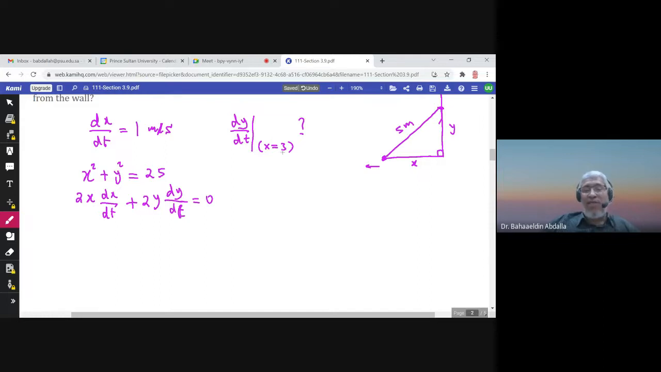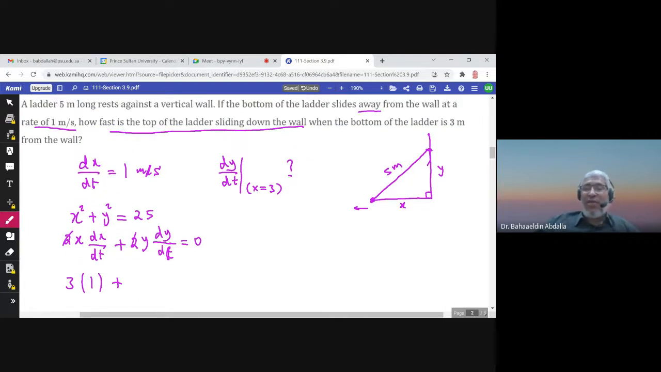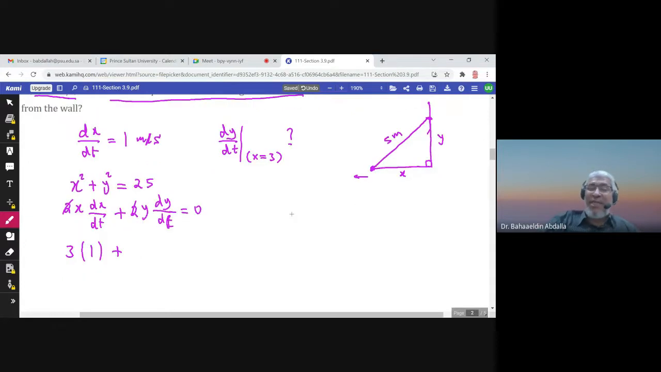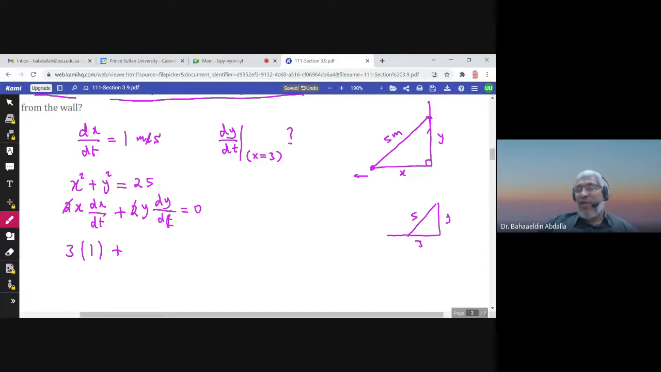We have x is 3. So I can cancel 2, divide by 2. Okay. x is 3 times dx by dt, which is 1, plus y. Well, I need to find dy by dt. But what is y? I cannot have two unknowns in the equation. So y must be known. There must be a way to find y. Well, he said find dy by dt when x is 3. Okay. So when x is 3 and the hypotenuse is 5, can I find y?